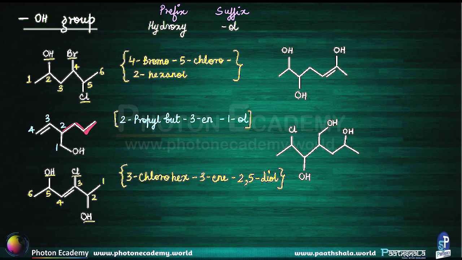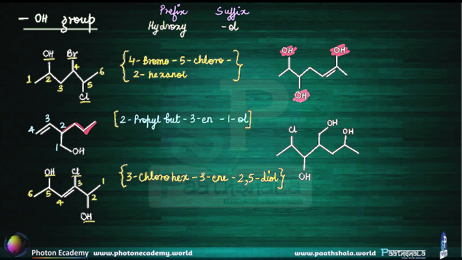Now moving on to the next one, we have OH, OH, and OH. So we have 3 OH groups involved here. And where do we start the numbering from now? Let us number the carbon chain from where we get the lowest number for the OH groups. So we start from the left hand side. 1, 2, 3, 4, 5, 6, and 7.